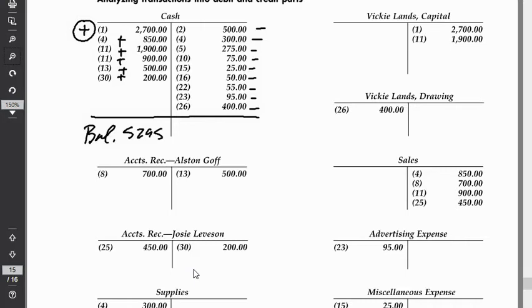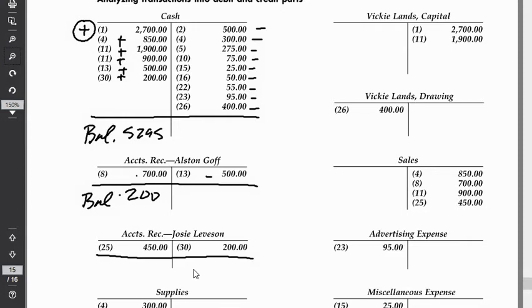That's moving on to proving rule number 1 and 2 of accounting. Same thing here, Austin Golf. We charge $700, or they charge $700. They paid off $500. They still owe us $200. The balance to account receivable is a debit balance of $200. Same thing with Josie Levinson. We sold them $450. They paid off $200. Well, the balance of that account, they still owe us $250.